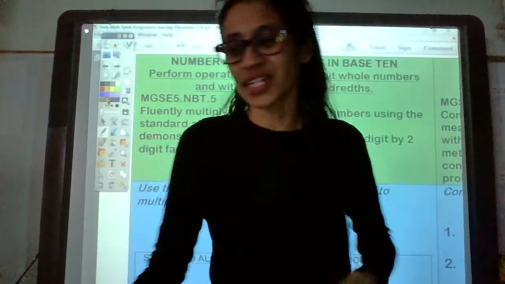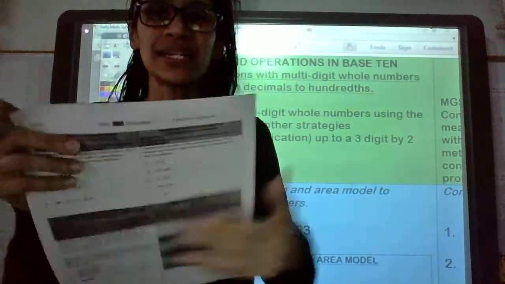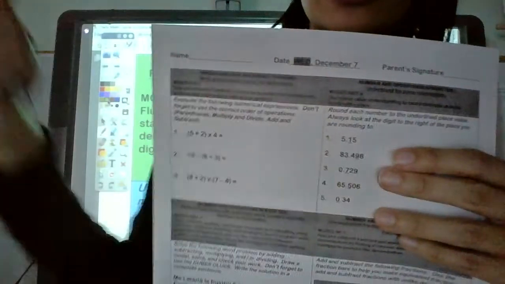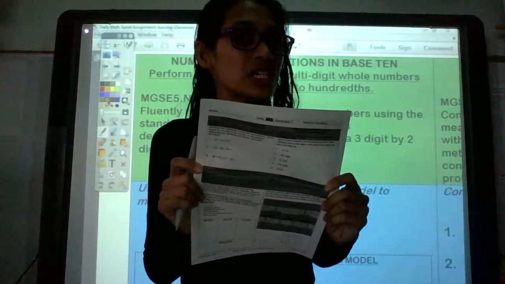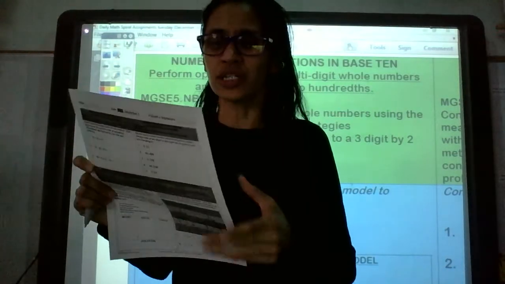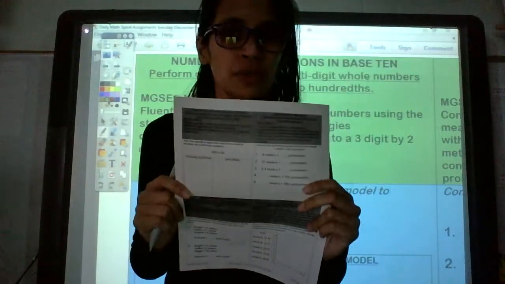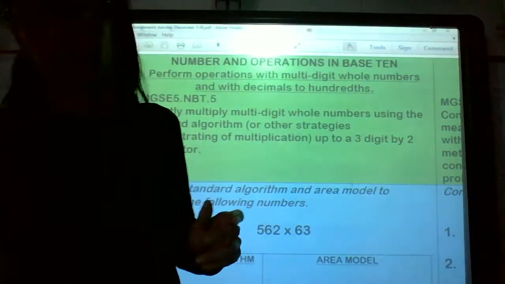We are working on today's math assignment. Today is Wednesday, December the 7th. I have my sheet. Do you have your sheet? You better have your sheet. We are on the back side, working on this first problem, multiplying whole numbers.